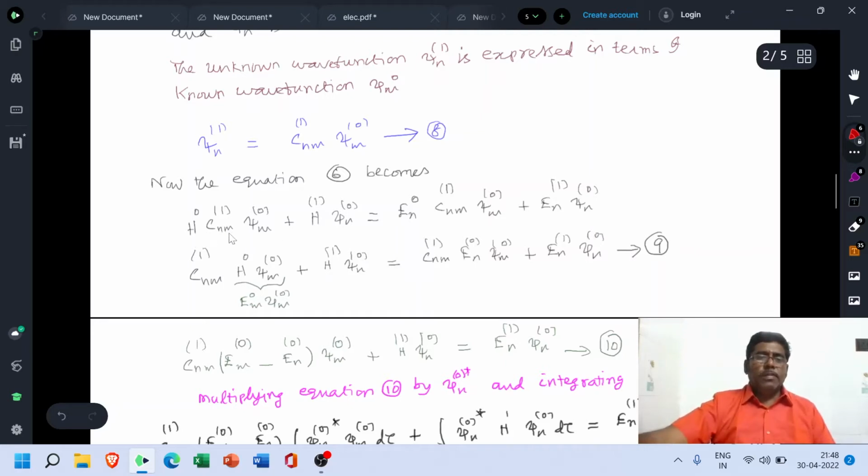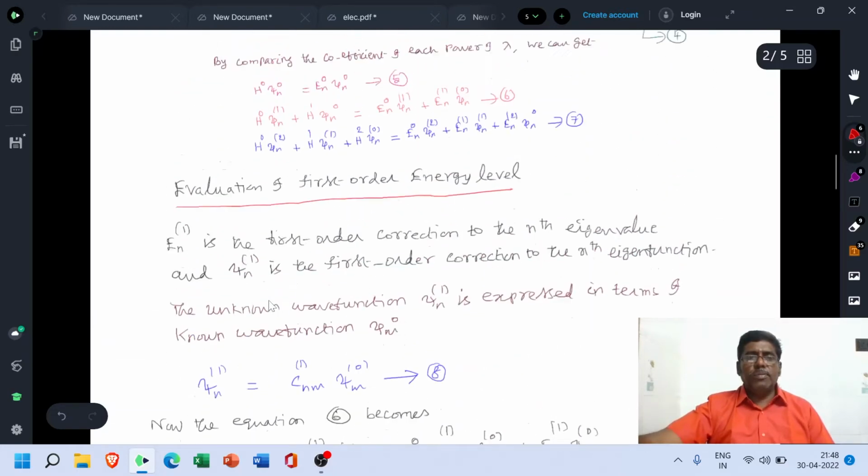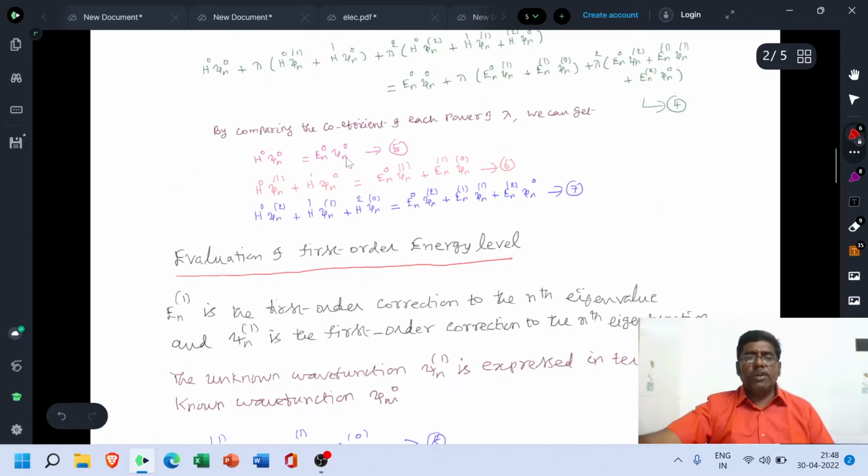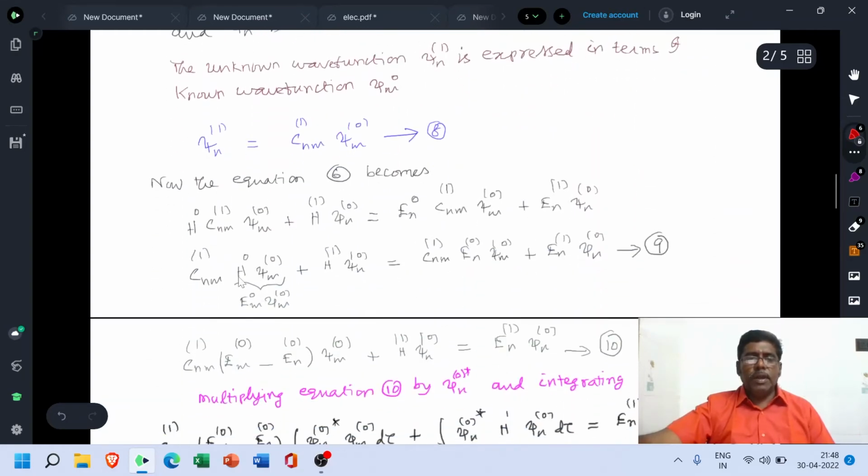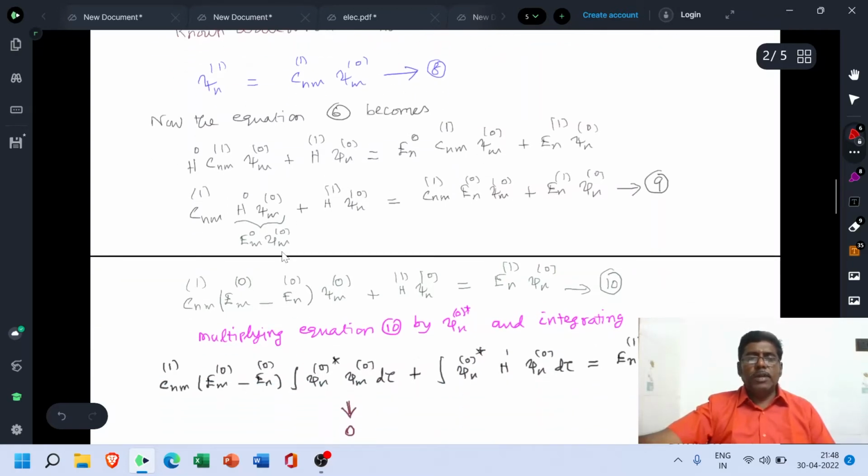Here take the Cnm1 as a first term, combine these two terms: H0 psi m0 plus H1 psi n0, which is equal to Cnm1 into En0 psi m0 plus En1 psi n0. We know that H0 psi m0 is Em0 psi m0. From this logic, H0 psi m0 is Em0 psi m0. So instead of this term we can write Em0 psi m0.